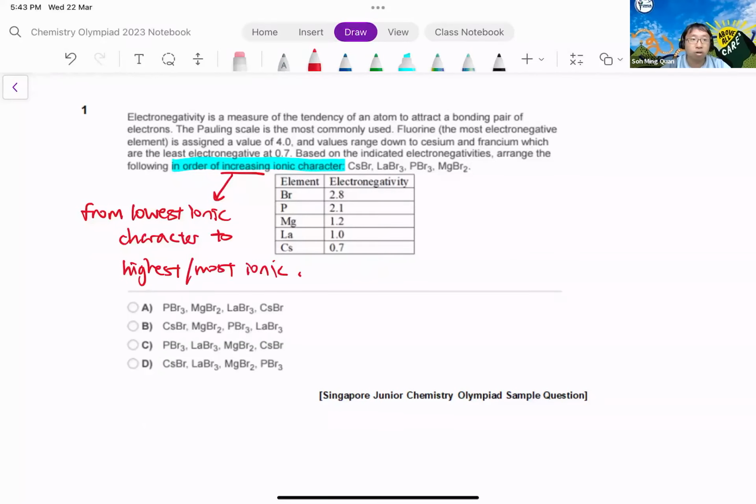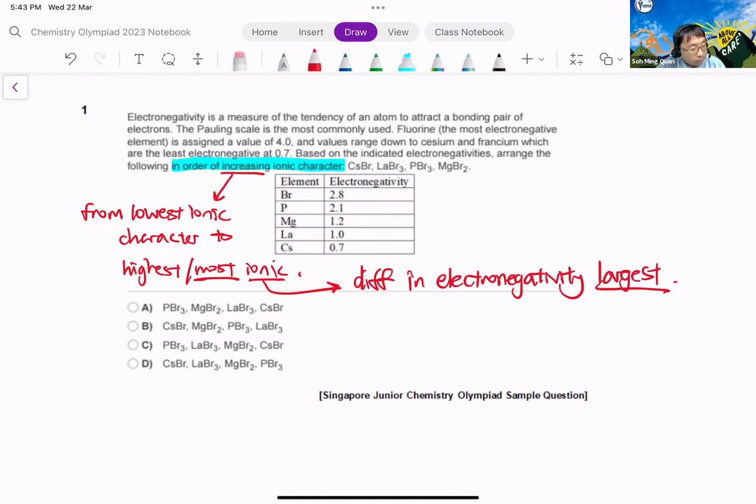Oh, I thought we were talking about covalent bonding. Why now ionic? Remember, ionic bonding is the opposite of covalent bonding. If it's the most ionic, that means the difference in electronegativity is the largest. If the difference in electronegativity is the largest, really one super electronegative, one not electronegative, then it's very, very ionic. So based on this, we now need to order the following.